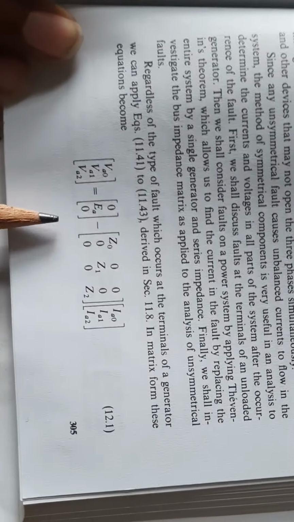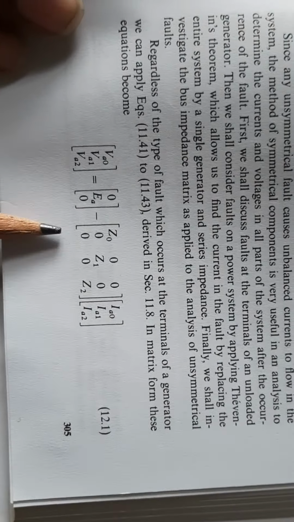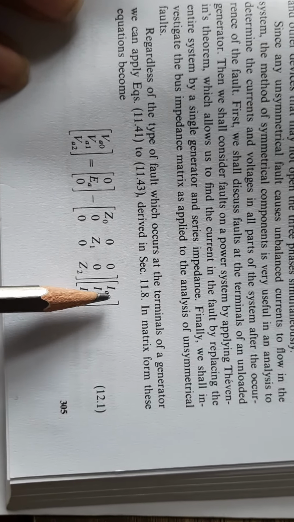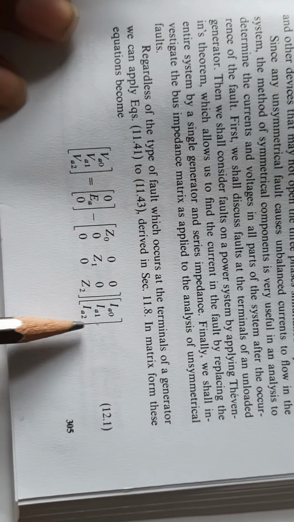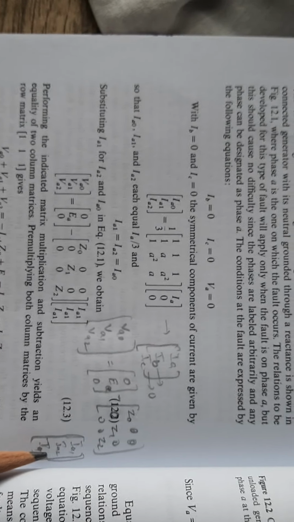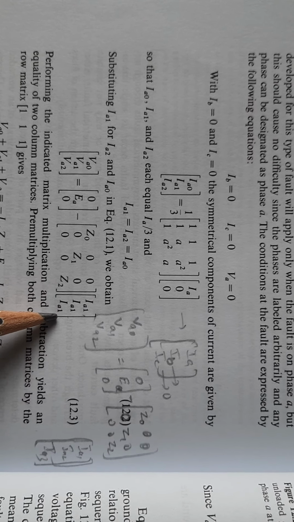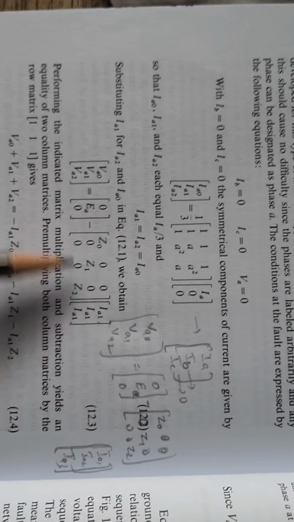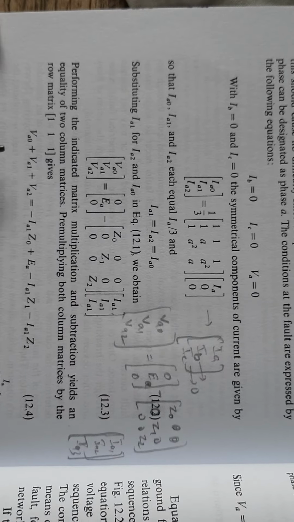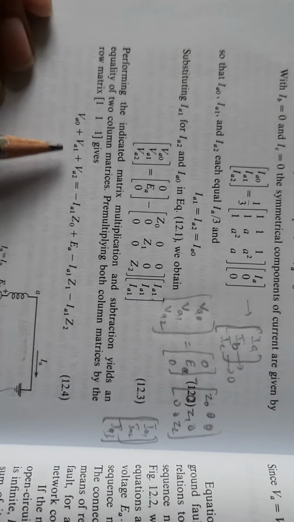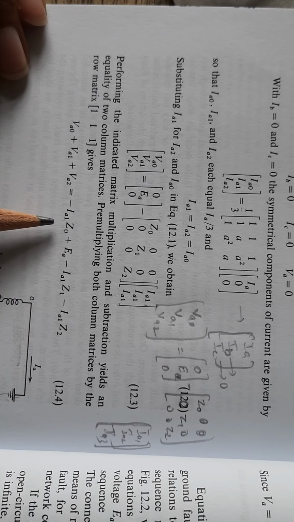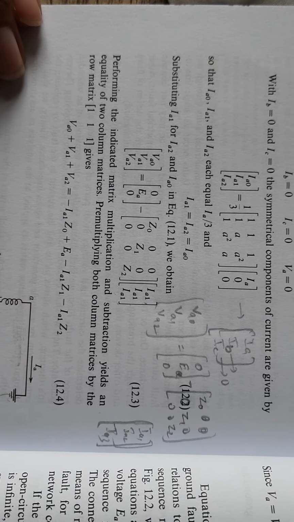Now we have to substitute IA1, IA2, IA0. In the previous derivation, we have to use this equation. I told you this is a very important equation. Now we will be using this equation, and we will put the value of IA1, IA2, since all are equal here. When we open this matrix, we will get that VA0 plus VA1 plus VA2 is equal to minus IA1 Z0 plus EA minus IA1 Z1 minus IA1 Z2. We are going to get one equation for this.